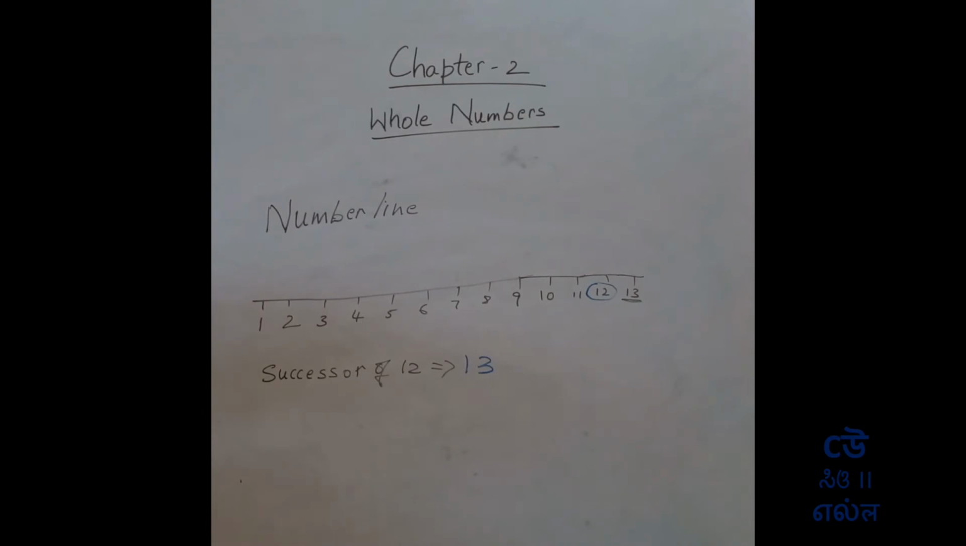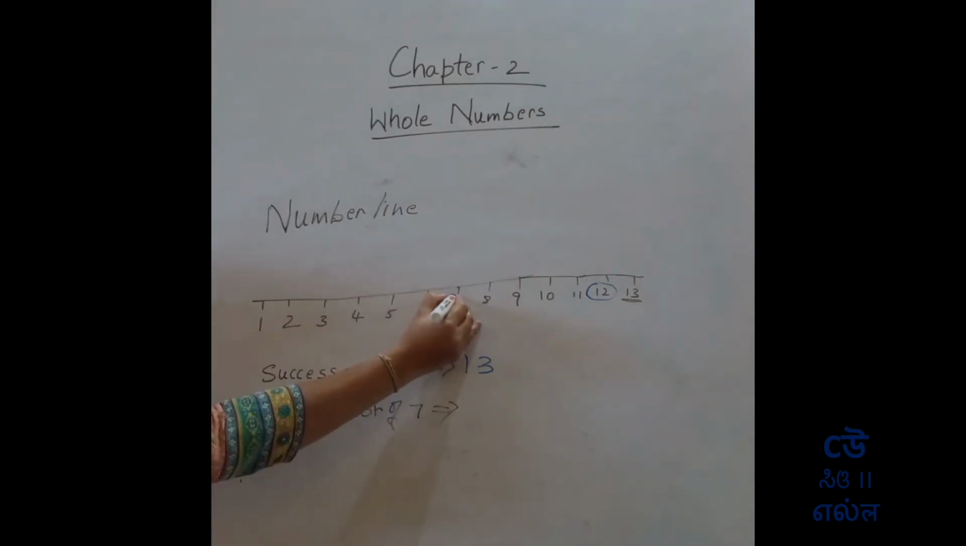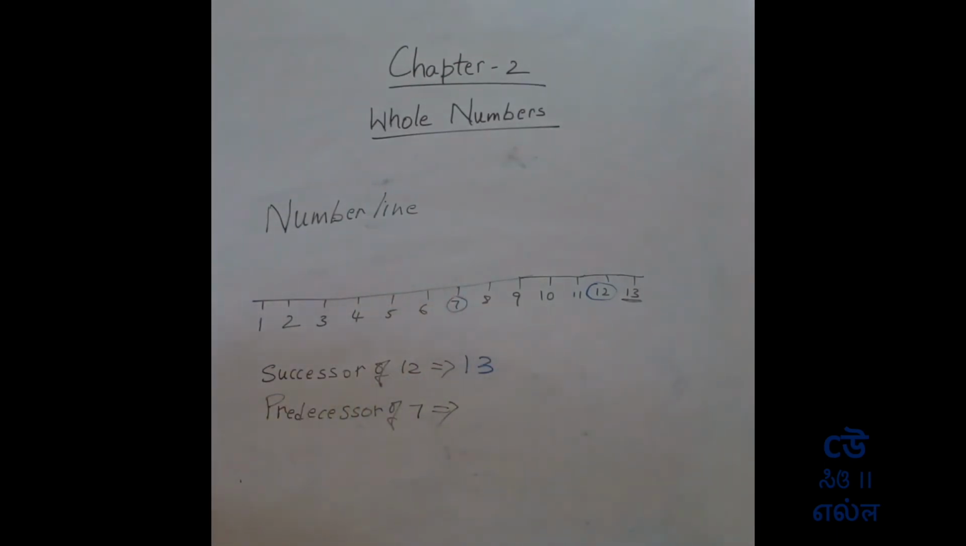Next, let us write the predecessor of 7. Where is 7, children? Here we have 7. So predecessor of 7 means what? The number before. Before 7 what do we have? Before 7 we have 6. So the predecessor of 7 is 6. Understood, children?